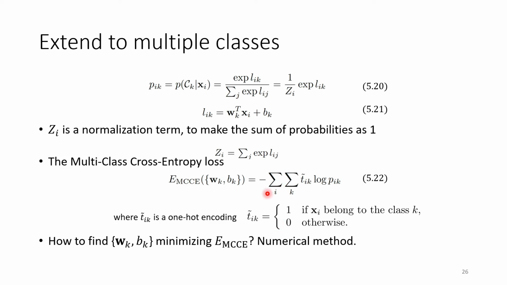So, the next question is, now we have the loss function and we have many training data. How do we find the best parameters, here the wk and the bk, so that we can minimize the cross-entropy loss function? Here it becomes a numerical optimization problem.